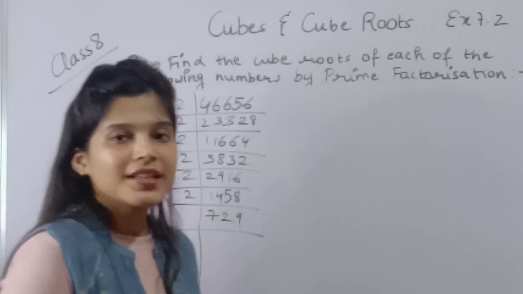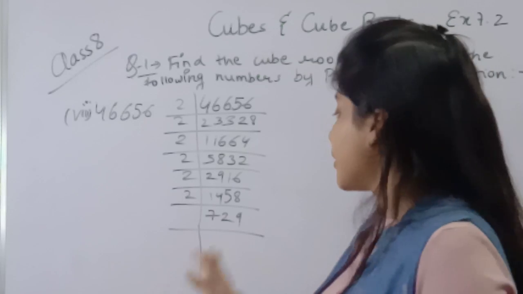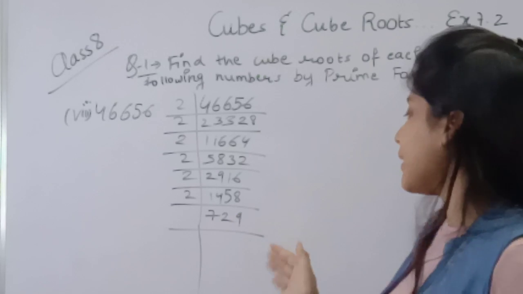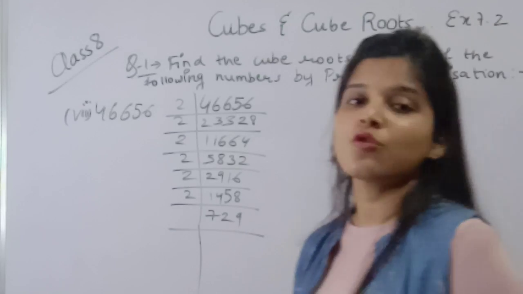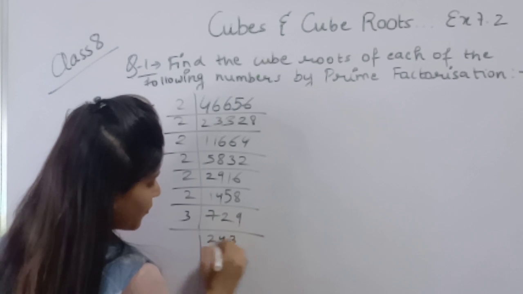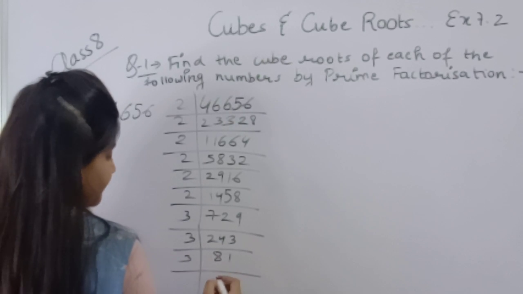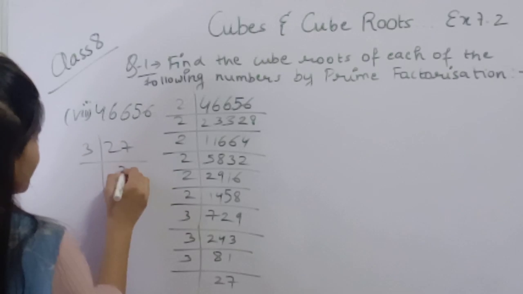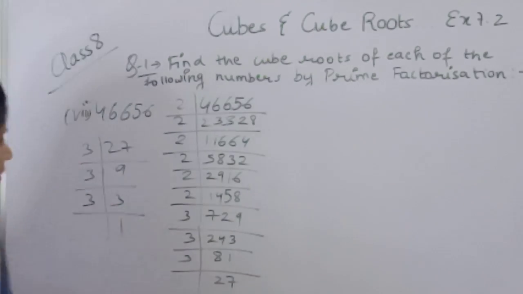Now 729 is no longer a multiple of 2 because it is not an even number. So we will check whether this number is a multiple of 3. 7 plus 2 is 9, and 9 plus 9 is 18. And 18 is a multiple of 3. So this number is also a multiple of 3. 3 2s are 6, 3 4s are 12, 3 3s are 9, 3 8s are 24, 3 1s are 3, 3 2s are 6, 3 7s are 21. Now 27. Again 3 9s are 27, 3 3s are 9, and 3 1s are 3.